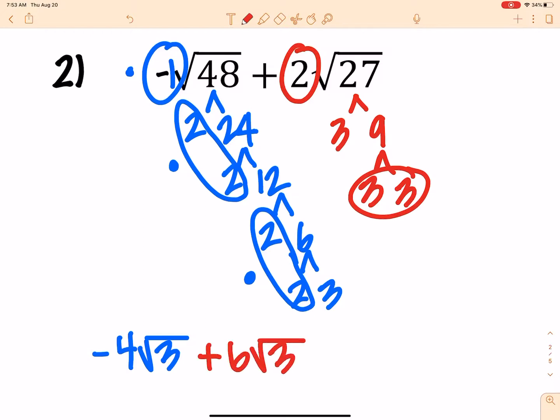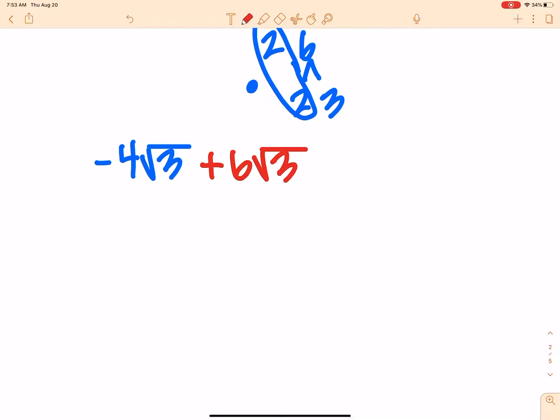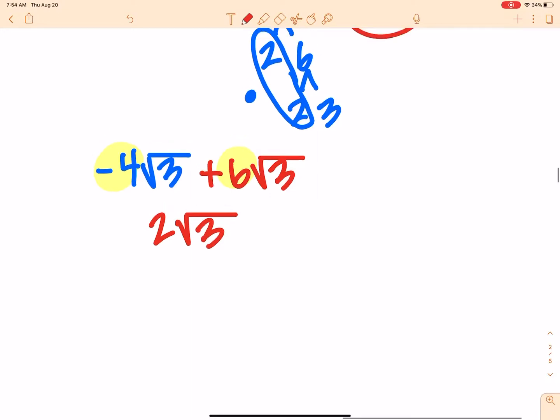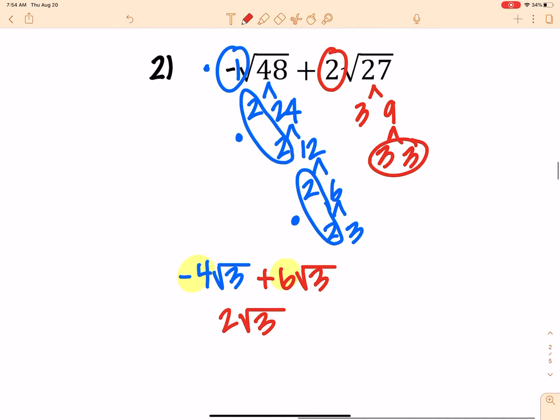And would you look at that? They both have rad 3 on the inside. That means you can actually add these outside numbers together. So -4 and 6 add up to 2, and then you have radical 3. So pause here and try number 3 all by yourself, and then continue on once you have your final answer.